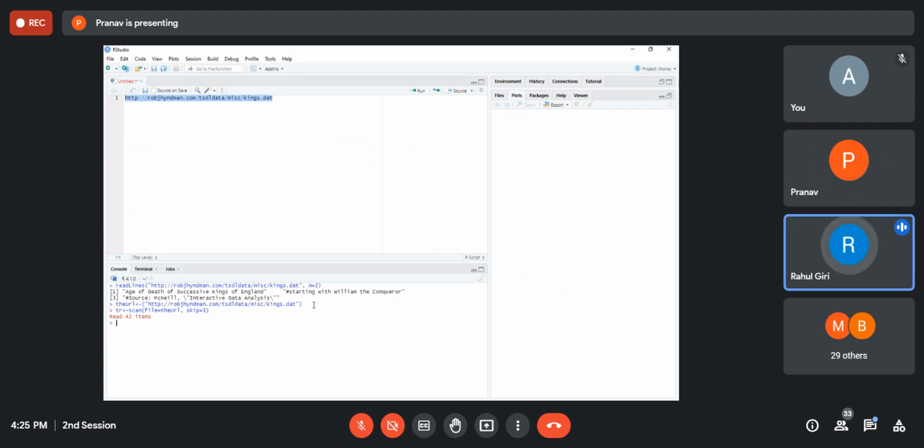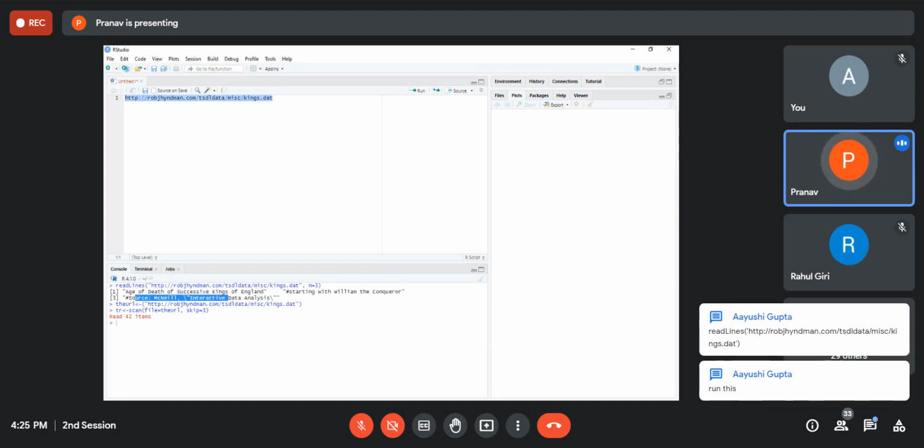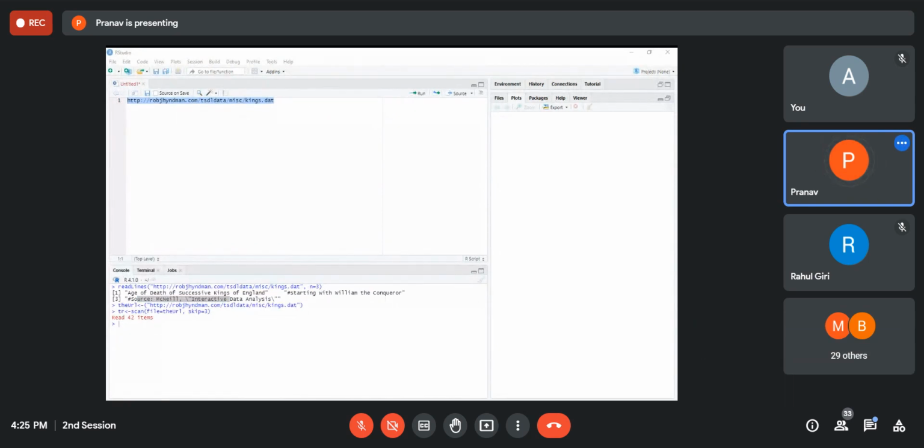So it's throwing an error for me. Yeah. If you go to the website and check this King's data set, what you see is that the first three lines exactly are not data. It is written as age of death of, this is the data set which gives you age of death of successive kings of England, and one name is there, and then the source is given there. So that's why it will be showing an error.